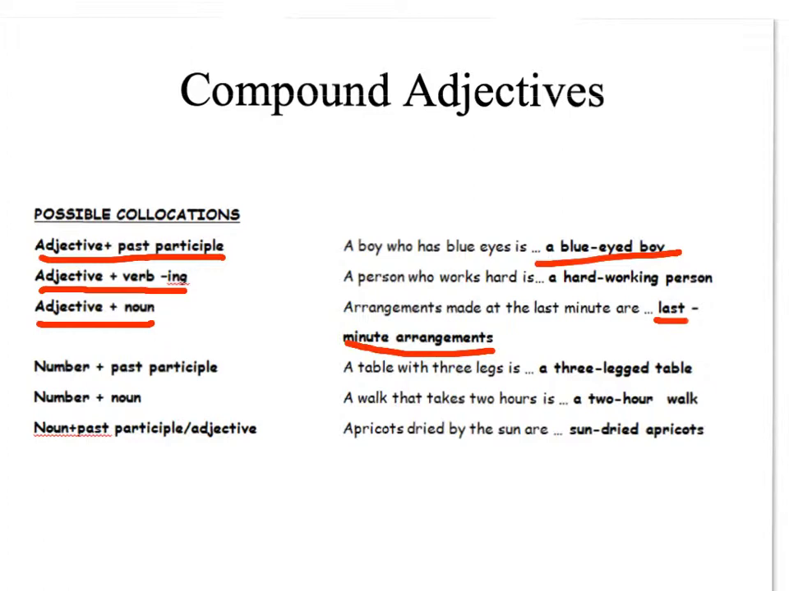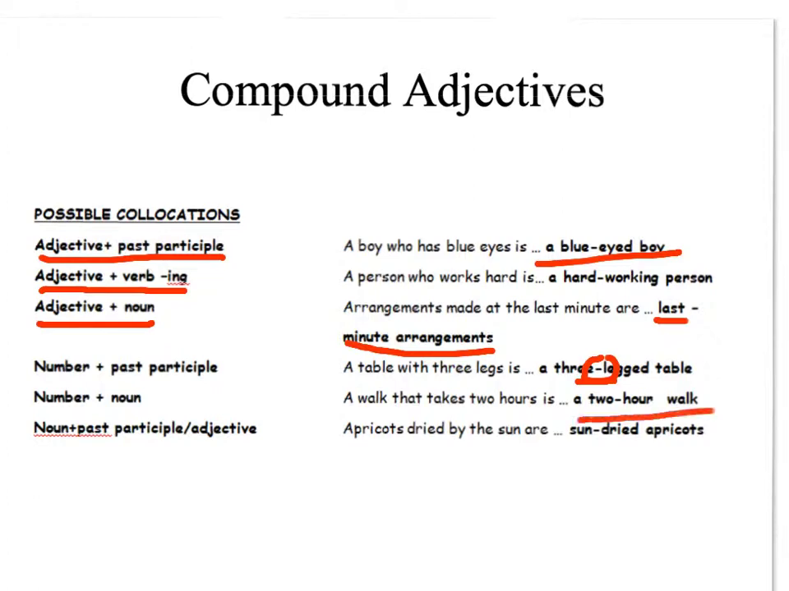A number plus past participle. Now this one's confusing because you wouldn't think you'd need to put a hyphen on this, but you do, as in a table with 3 legs is a 3-legged table. You have to put that hyphen in there. Don't forget that. A number plus a noun. A walk that takes 2 hours is a 2-hour walk.